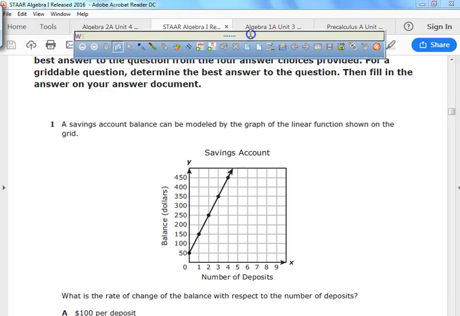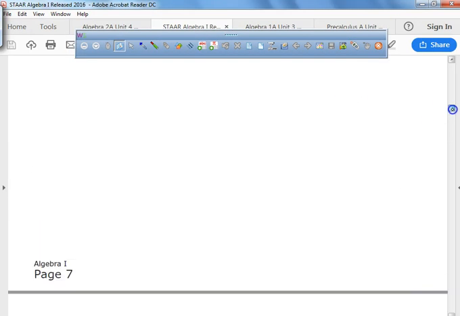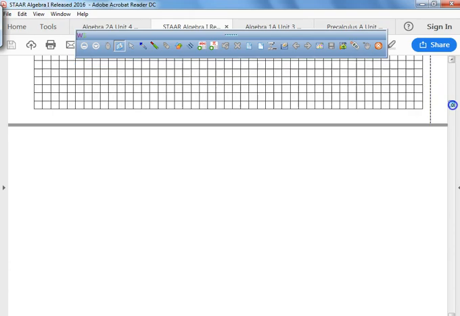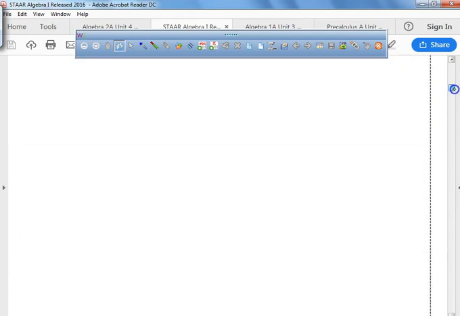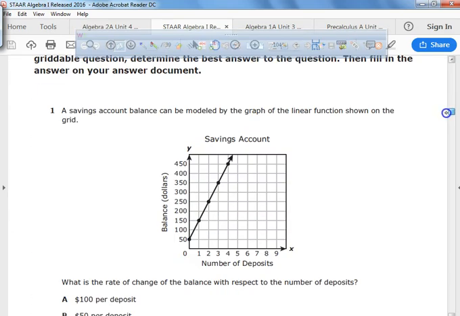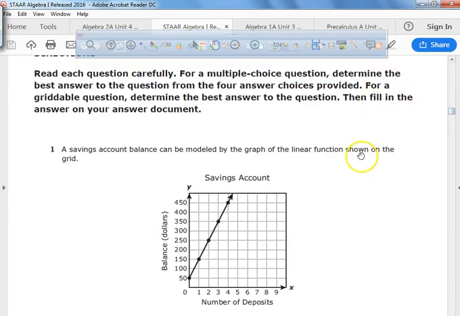All right, we're going to go ahead and do, I think this is the 2016 STAAR release test, Algebra 1. Okay? And there's the formula chart. We'll be going back to it. We're going to go ahead and start with problem number 1 right here.